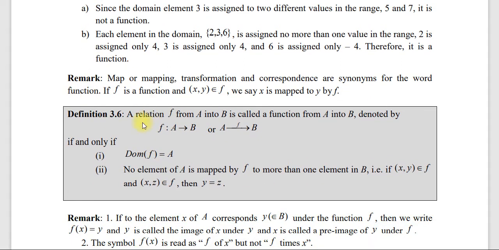ዴፊኒሽን 3.6 ምን ይላል? A relation f from A into B is called a function from A into B, denoted by f: A → B.